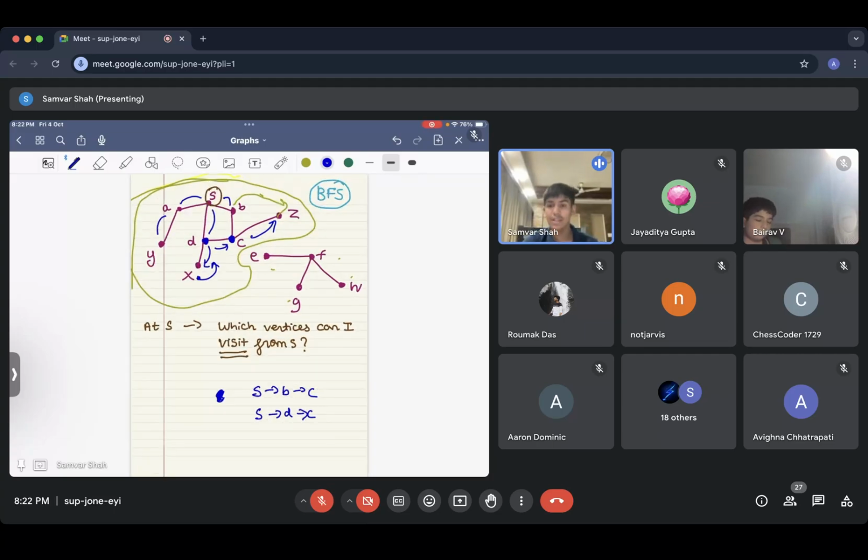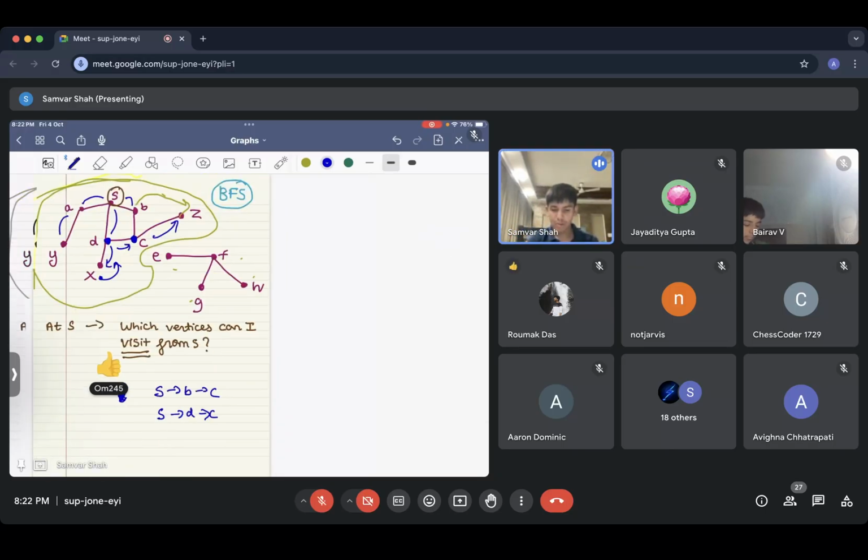So I hope this didn't cause any confusion. Is BFS clear? Just intuitively, how it checks by breadth. Is that clear? Okay, cool.